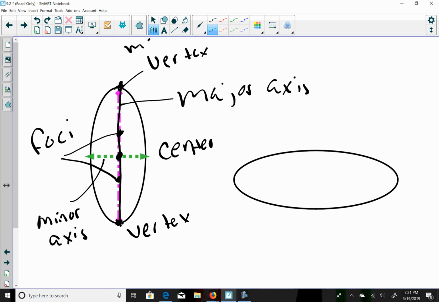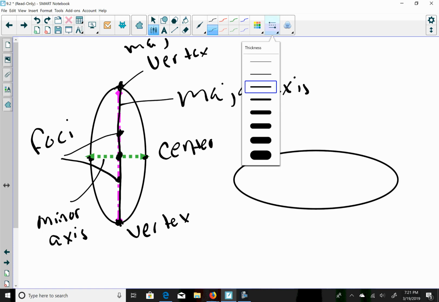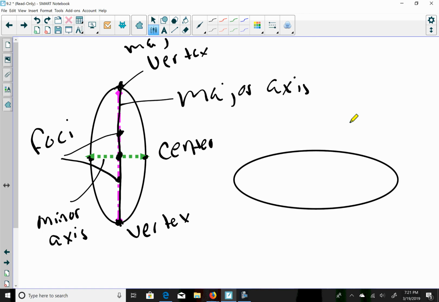I call these major vertices because they're on the major axes, but I also talk a lot about the minor vertices, which are going to be these 2 points here. And even though your book doesn't label them, they are kind of important on how you draw your graph and label your graph. So when I have this ellipse, and this one's going to have a major axis that goes this way, I'm going to have my center. My foci have to be on the major axes. They can never be on the minor. They have to be on the major.